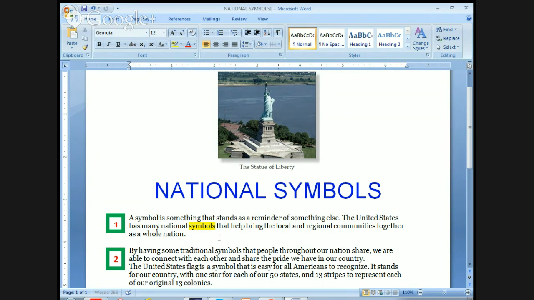As we practice our conversational English, Victor, I would like for you to look at number 1 with me and answer the question in a complete sentence for me. I will give you an answer, but of course you can come up with an answer of your own. A symbol is something that stands as a reminder of something else. The Statue of Liberty is an example of a symbol. What is an example of a symbol in the United States?